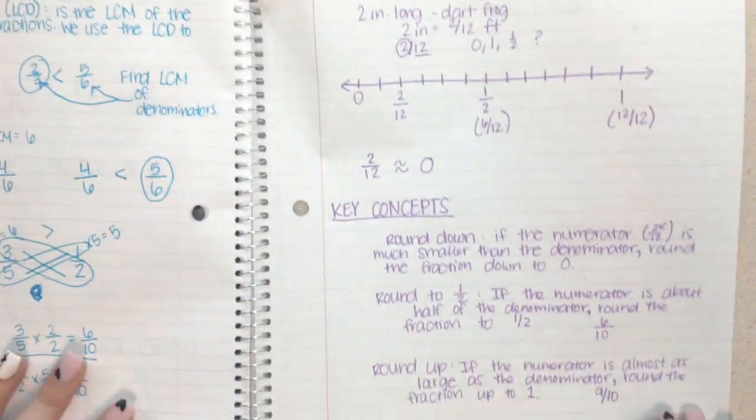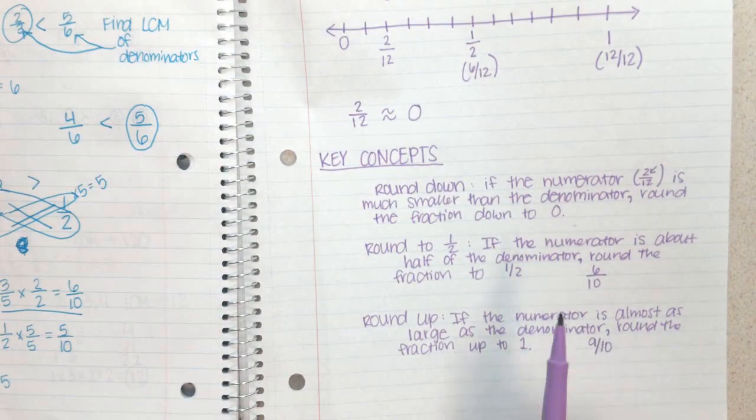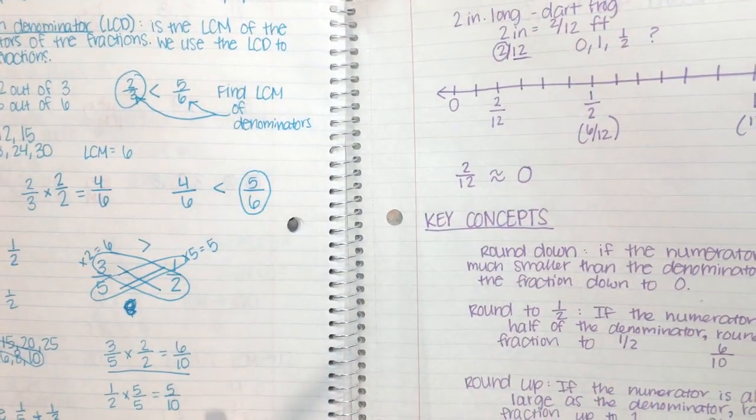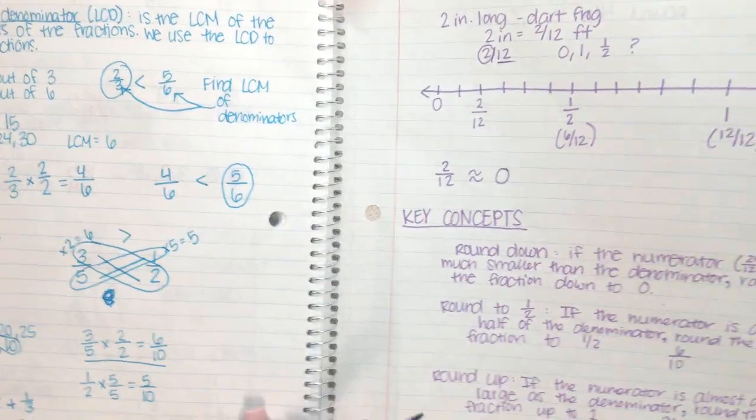If I go back to my notes, it says round down if the numerator is much smaller. That's not really the case in this problem right here. It's not much smaller. It's not at 0, it's not at 1. So let's look at another one.